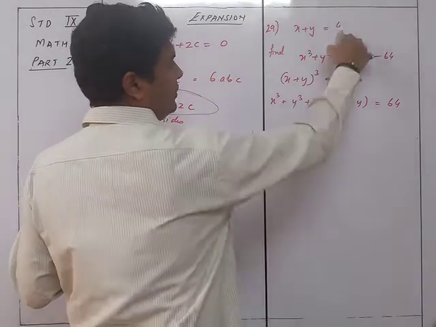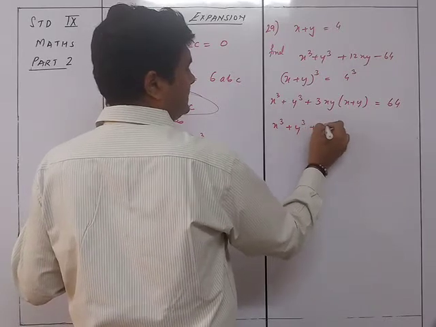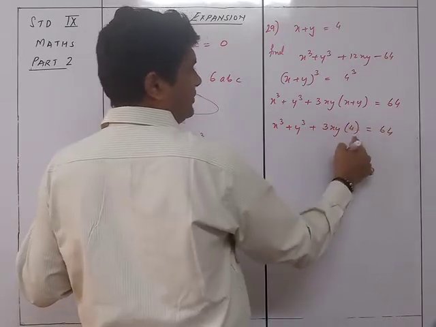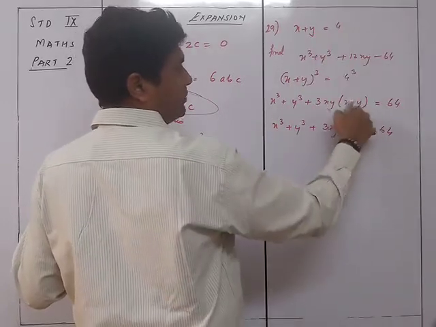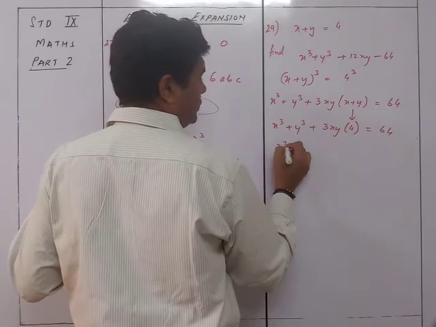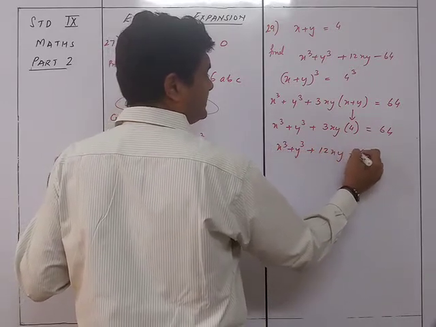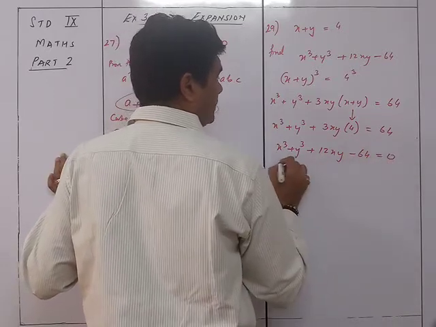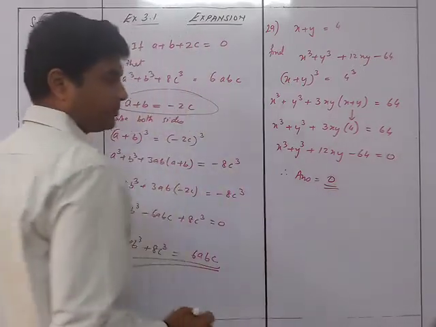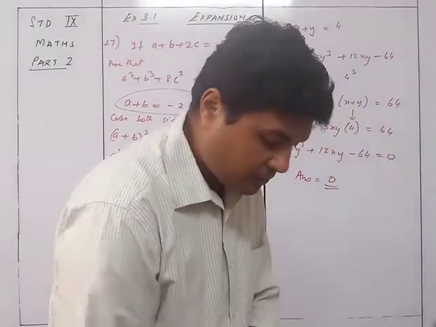Now again x plus y is equal to 4, so you put that in: x cube plus y cube plus 3xy into 4 is equal to 64. Why is it 4? Because x plus y is given as 4. You can just transfer it here. So accordingly you have x cube plus y cube plus 12xy minus 64 is equal to 0. So therefore the answer is 0. Okay, so that is sum number 29. The answer is 0.